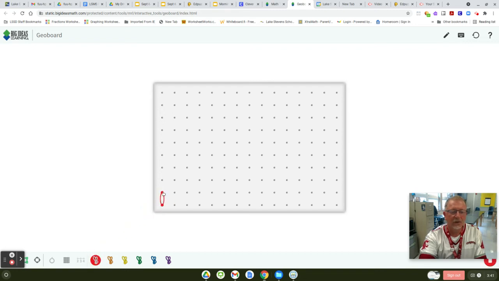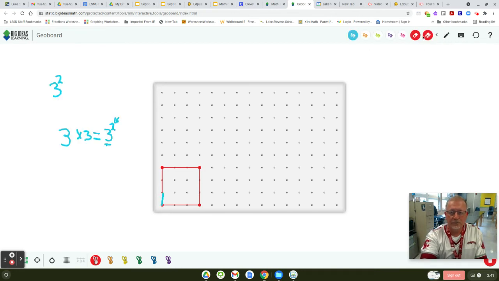So I have that there, and we went up 1, 2, 3. So there's the first part, and then I'm going to go over 1, 2, 3, just like a rubber band, and go 1, 2, 3 there. So we get that back. You notice we have 3 on this side and 3 on this side. So we did 3 times 3. We have 3 squared. And what do you notice about the shape?